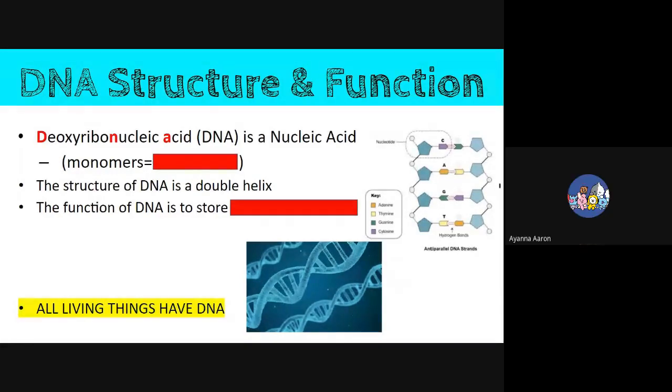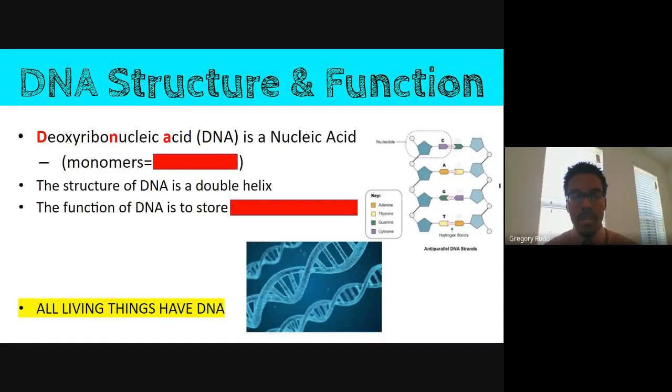Oh, wait, it doesn't contain our genetic information? Yes, ma'am, it does. Good. So I'm going to just uncover these boxes because we've already talked about it. Deoxyribonucleic acid is a nucleic acid. The monomer is a nucleotide, and that is what Alicia told us.